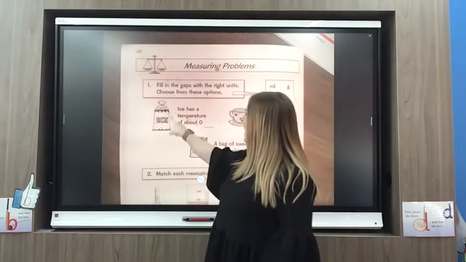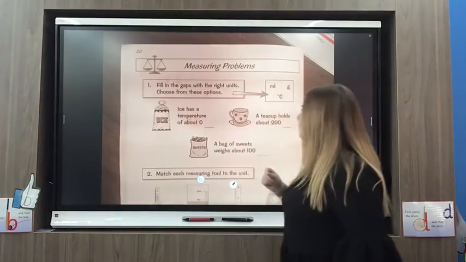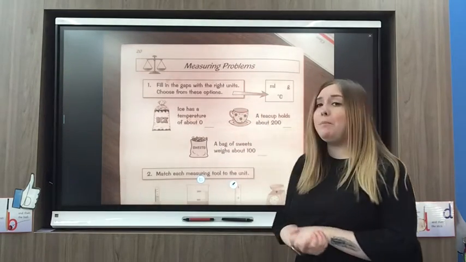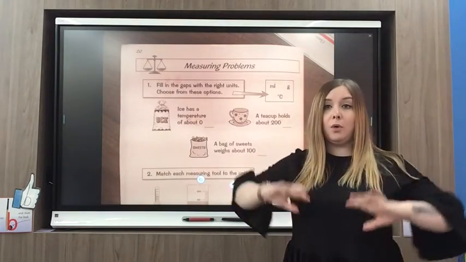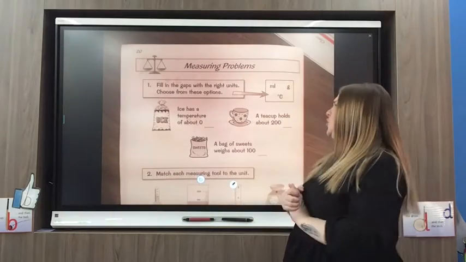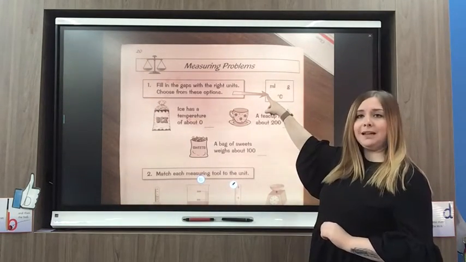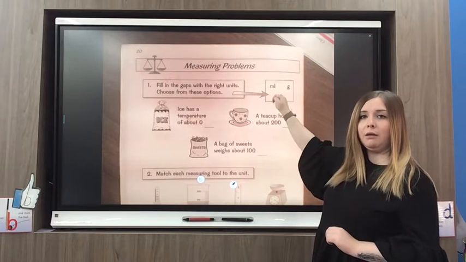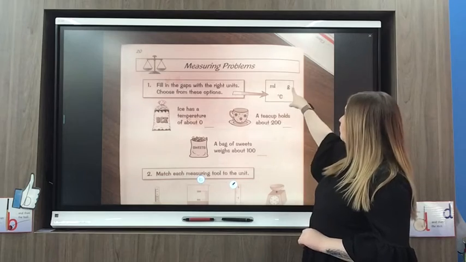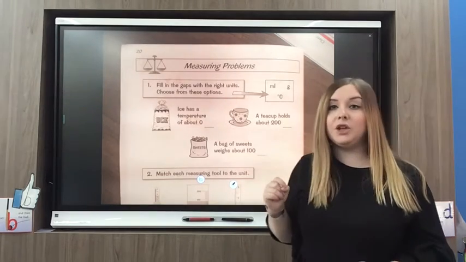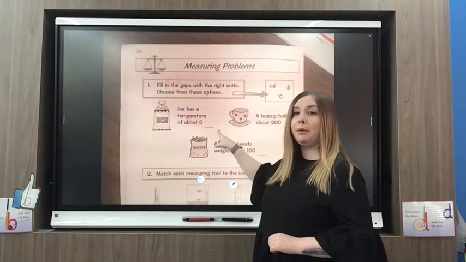So here I've got a big bag of ice, and it says ice has a temperature of about 0 what? Does it have a temperature of 0 millilitres? Do we use millilitres to measure the temperature? No, so we don't use millilitres. Which one of these 3 measures temperature? And pop that just here next to the 0.